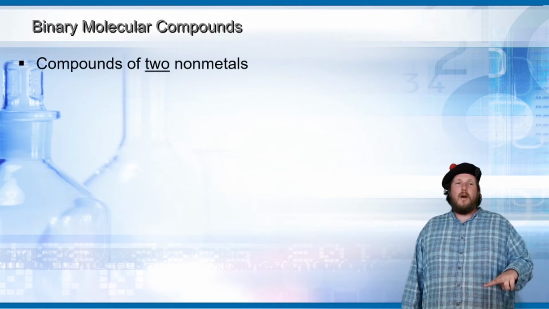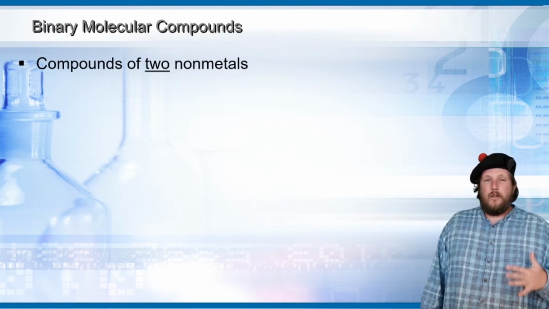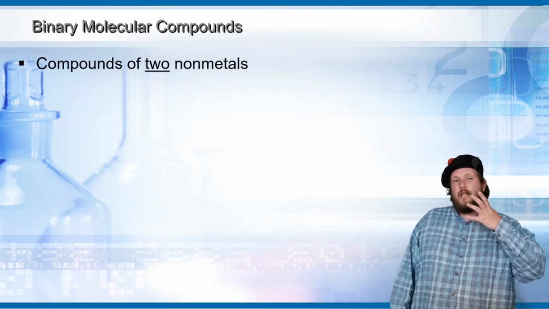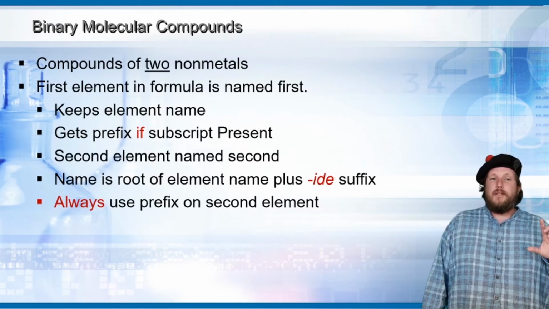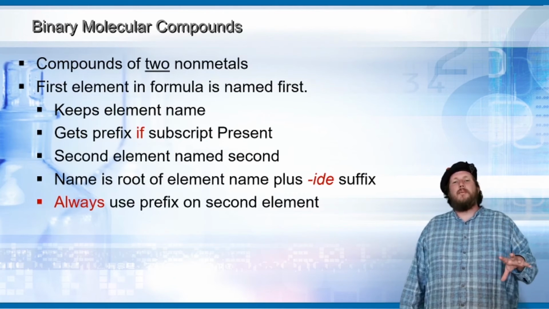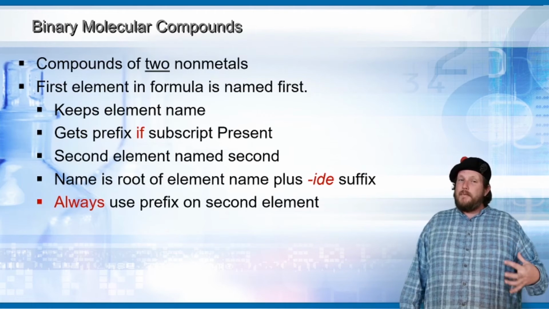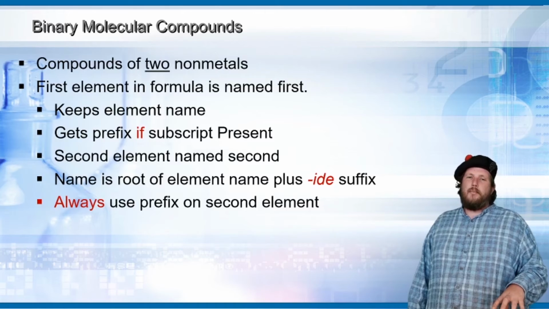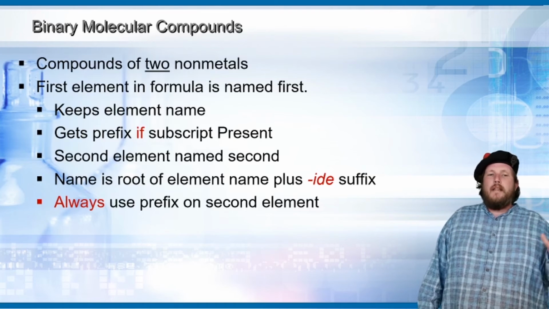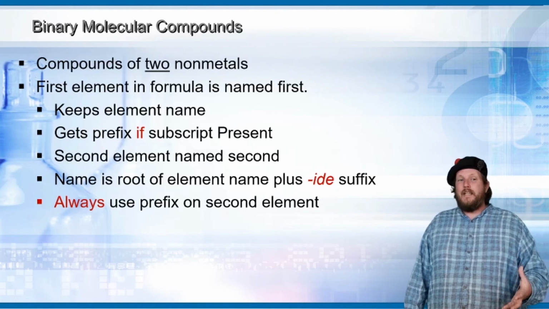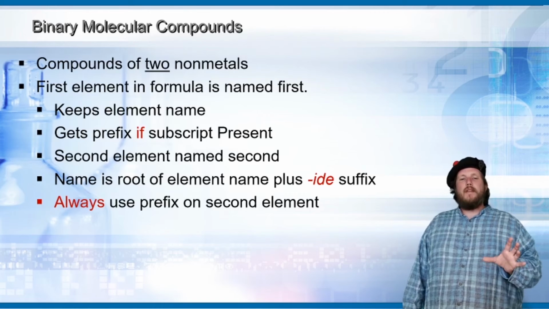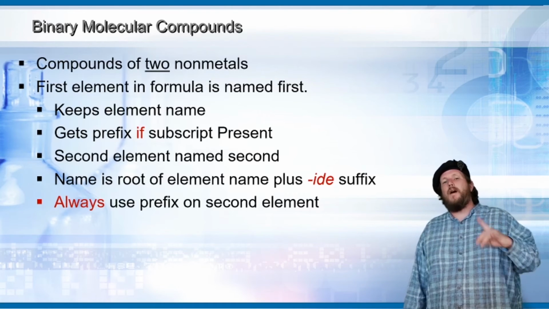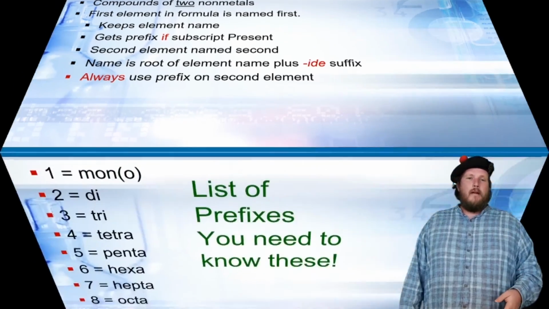Compounds of 2 nonmetals are binary molecular compounds. So we're back to the beginning where we talked about molecules and molecular compounds. So to name them, the first element in a formula is named first. It keeps its element name. It gets a prefix if there's a subscript present, if there's more than one. The second element is named second, and it gets the root of the element plus the ide suffix, and it always gets a prefix no matter what, even if there's only one.